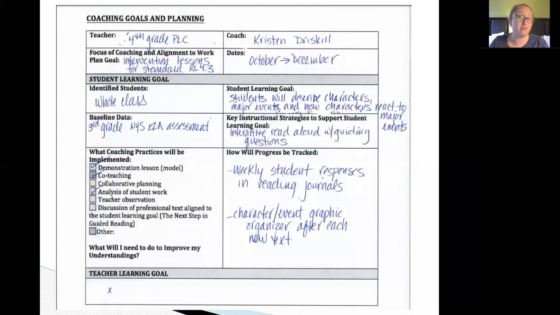So each teacher could have their own goal, but still anchored in that standard. And all the students' goals were anchored in that standard as well. So again, so many ways to document, but you can see how everything in this coaching cycle was documented in this one document.